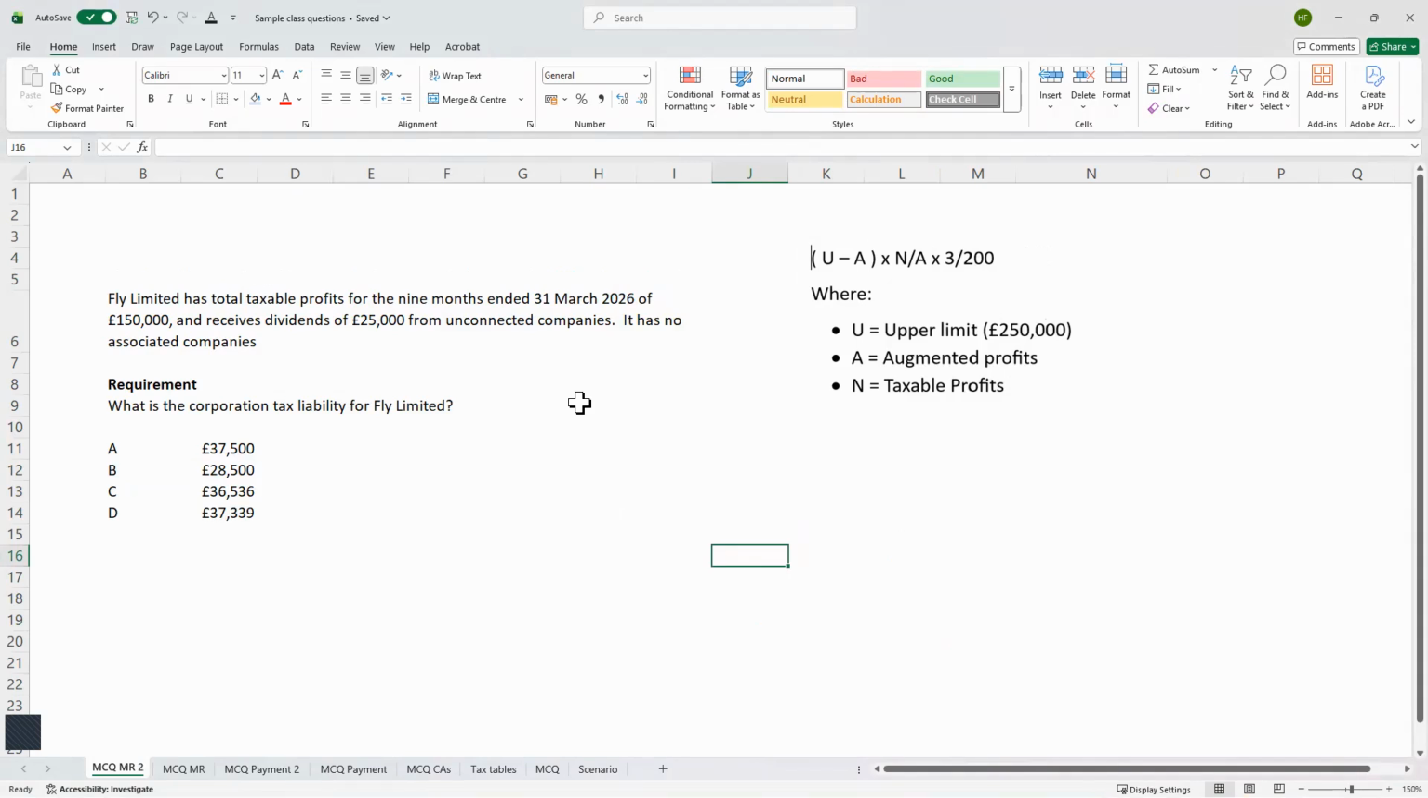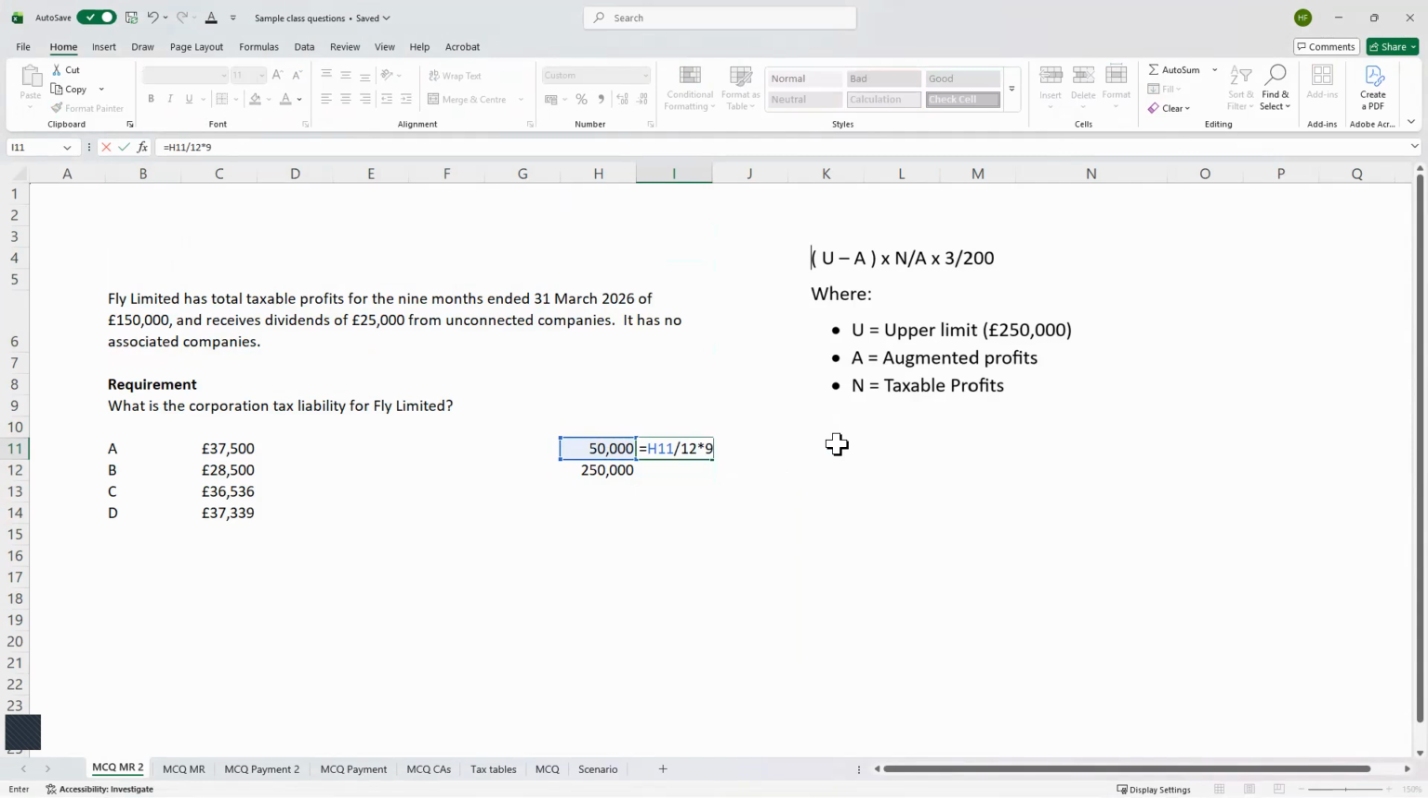It has no associated companies. So we know the limits for marginal relief are £50,000 and the upper limit is £250,000, but we need to prorate these limits for the 9-month accounting period, and we're told there's no associated companies. So we need to take these limits, divided by 12 and times by 9 to give us our new revised limits for the 9-month period.